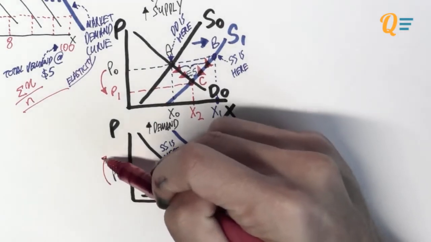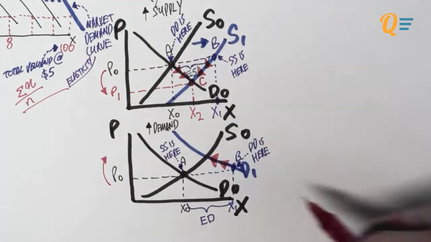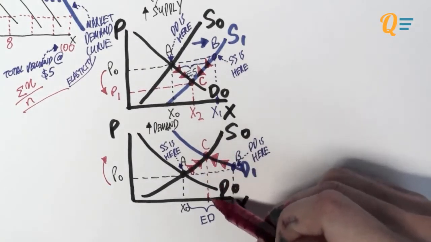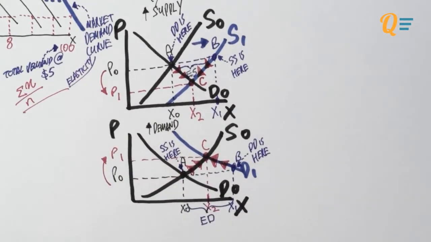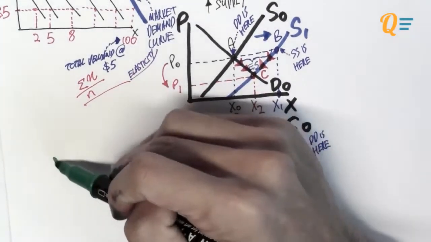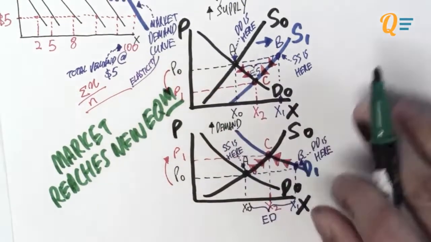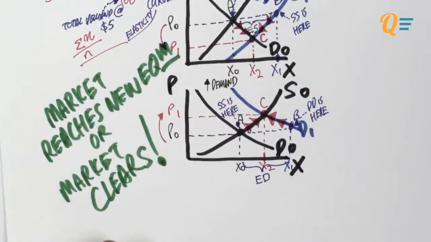So excess is not good, right? We have to increase the price to clear the excess demand. So the demand is going to fall due to the law of demand, and the firms will want to supply more since the price is higher. And this will bring us to point C, which is the new market equilibrium of equilibrium price P1 and equilibrium quantity X1. So when the market reaches its new equilibrium, we say that the market clears.